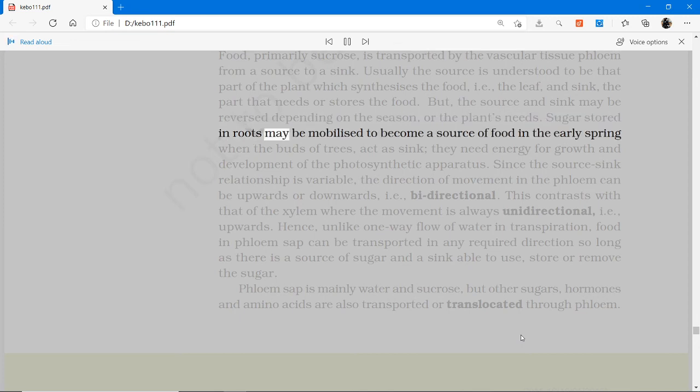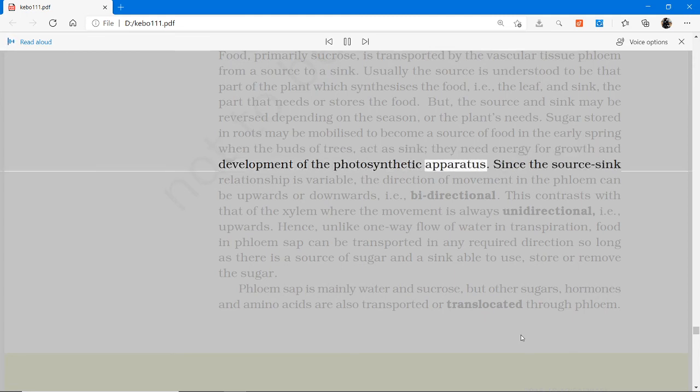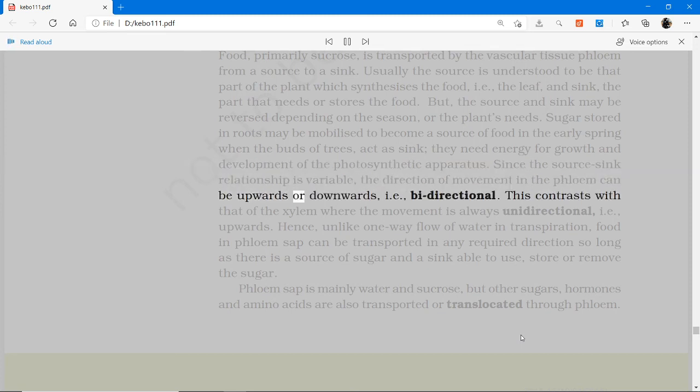Sugar stored in roots may be mobilized to become a source of food in the early spring when the buds of trees act as sink. They need energy for growth and development of the photosynthetic apparatus. Since the source-sink relationship is variable, the direction of movement in the phloem can be upwards or downwards, i.e., bidirectional. This contrasts with that of the xylem where the movement is always unidirectional, i.e., upwards.